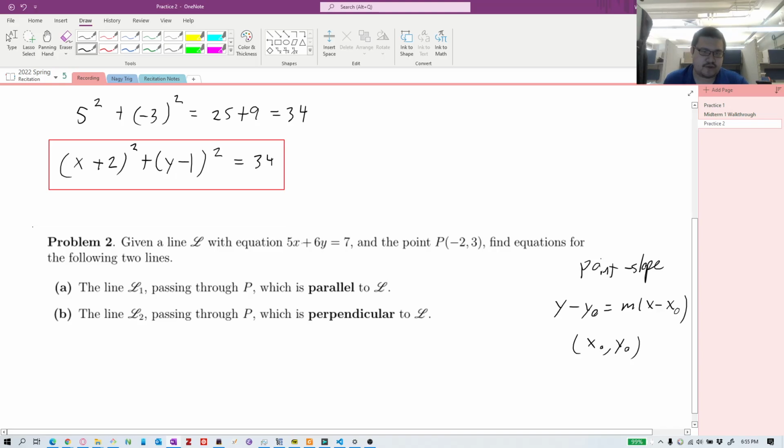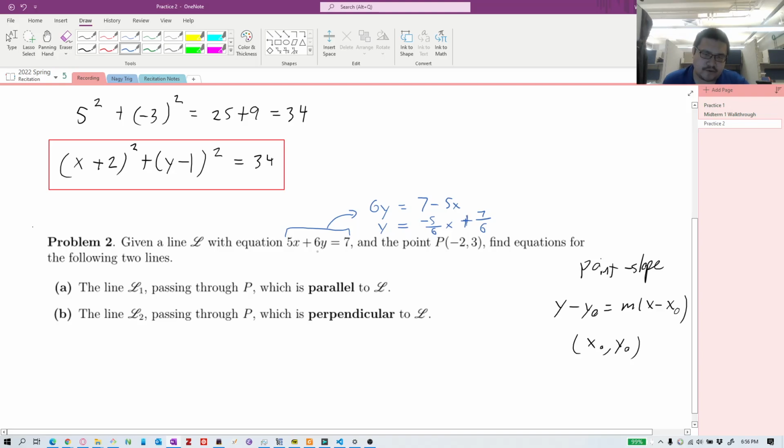So we get that information from the given line. And to do this, we want to manipulate this equation. So I'm going to do a bit of algebra to this. I should probably do this step by step. So first, let me subtract 5x. So we have 6y then is equal to 7 minus 5x. And then I should divide by 6. So then we get y is equal to, well, I don't like writing it like that, so I'm just going to rearrange this. And then we get negative 5 over 6 x plus 7 over 6.